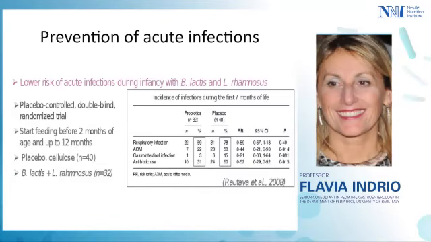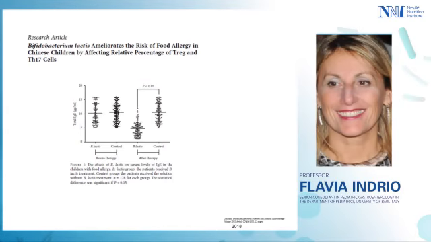They followed the babies for 12 months. And this is a nice study that I like because it is recent, published a year and a half ago. They used Bifidobacterium lactis, and it ameliorated the risk of food allergy in this cohort of Chinese children affected by allergy. This is the level of IgE in these children before the therapy and after the therapy. Look at the control, and look at Bifidobacterium lactis, how it decreased the allergy of those babies.